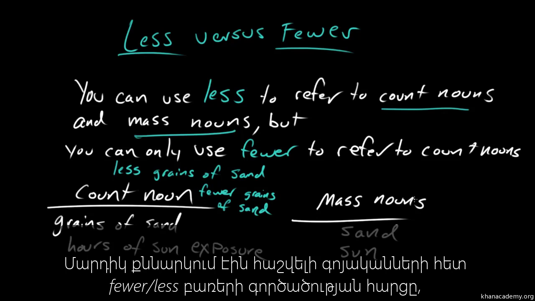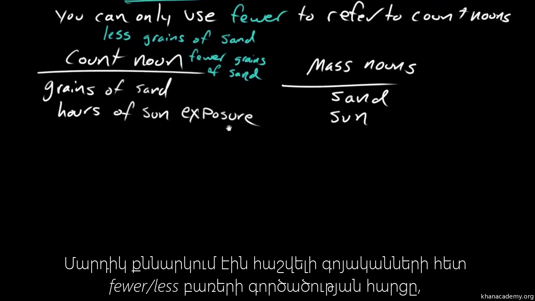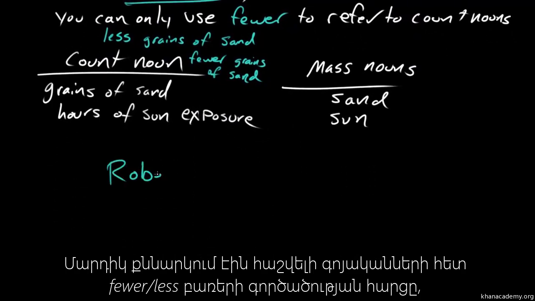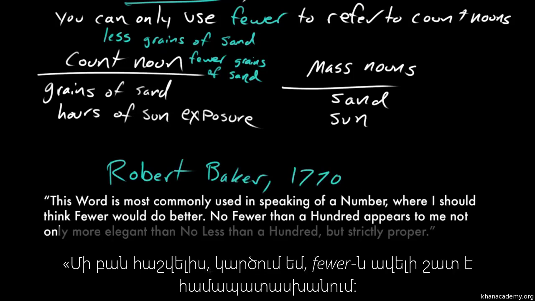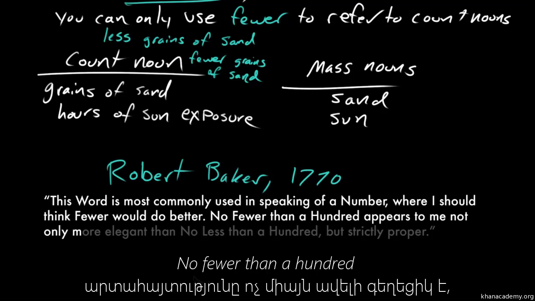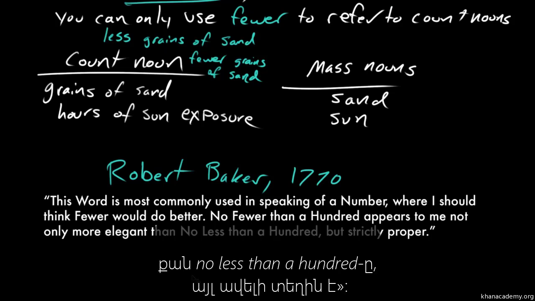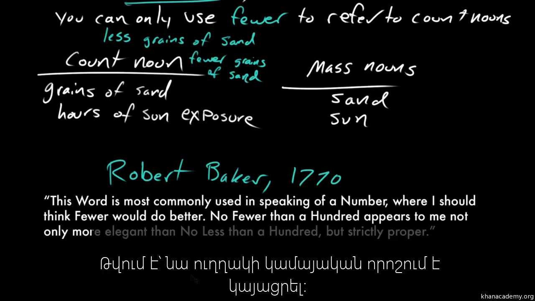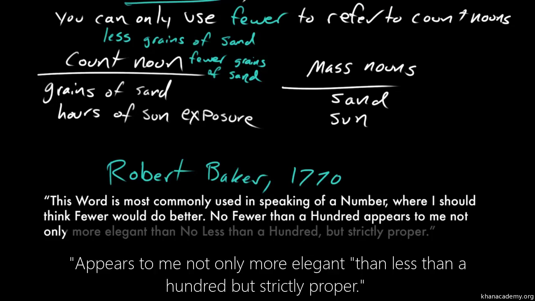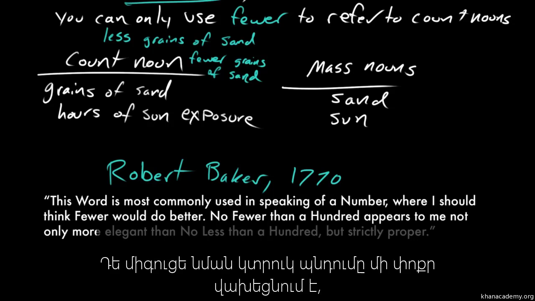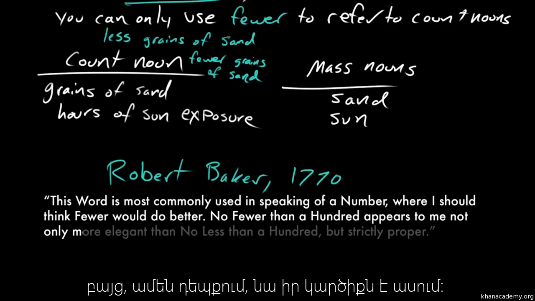And people have tried to trace the origins of this fewer, less issue with count nouns. Robert Baker said, "This word is most commonly used in speaking of a number, where I should think fewer would do better. No fewer than 100 appears to me not only more elegant than no less than 100, but strictly proper." He did just decide arbitrarily. He did. He's really stating his opinion here. Maybe strictly proper sounds a little intimidating, but he's stating an opinion.